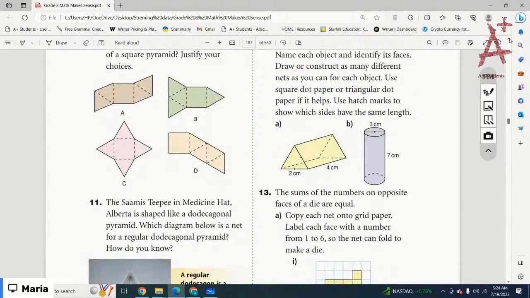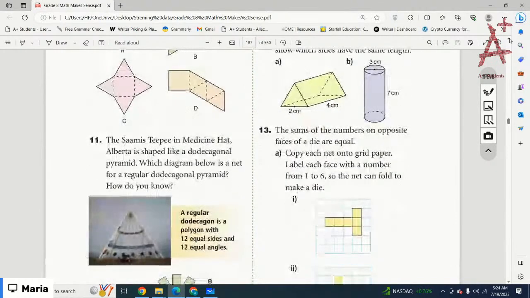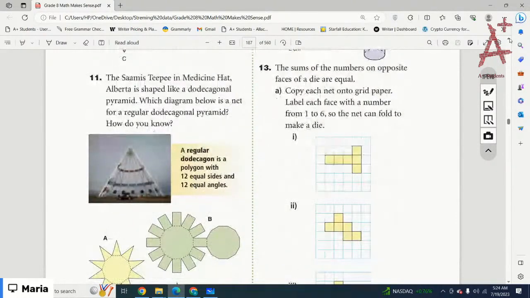Let's see the next question. The sums of the numbers on opposite faces of a die are equal. Copy each net onto the grid. Label each face with a number from 1 to 6 so the net can fold to make a die. The sums of numbers on opposite faces are equal.